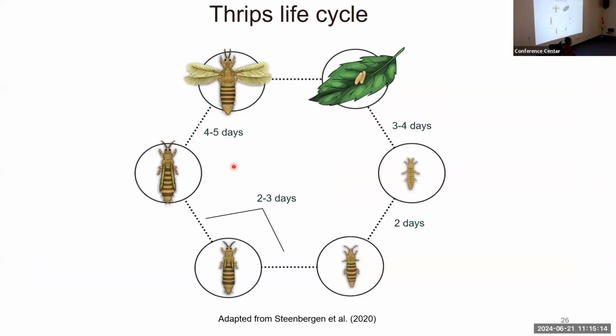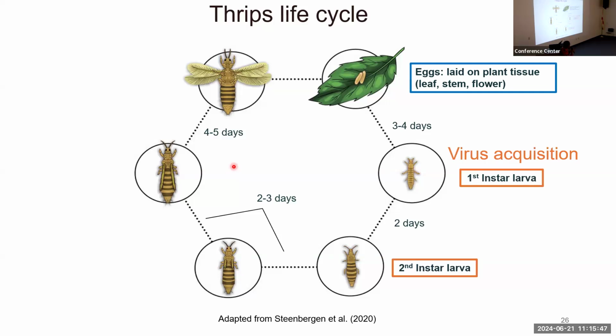Moving to the third objective, which is about looking at whether we have some kind of resistance within the lettuce germplasm. Before going there, I want to explain more about the life cycle of the thrips and how this life cycle is related to virus acquisition and also inoculation. The cycle starts with oviposition, which can be done on plant tissue, on the leaf, stem, or flower, and it can take 3 to 4 days for that egg to transition to the first instar larva.